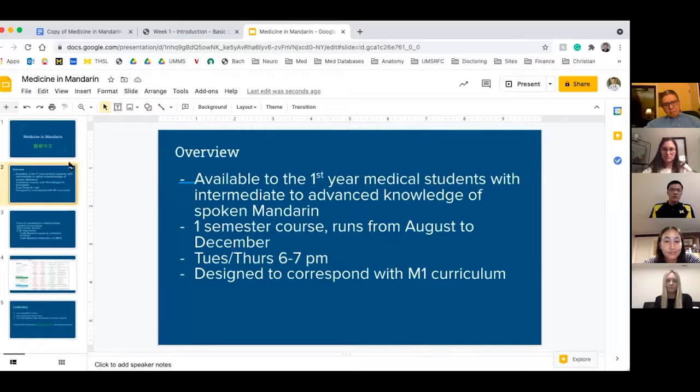So this elective is available to first-year medical students. The target of the course is specifically for students who have an intermediate to advanced knowledge of spoken Mandarin. It is a one-semester course that runs from August until December. We meet bi-weekly, so Tuesdays and Thursdays, usually from 6 to 7 p.m.